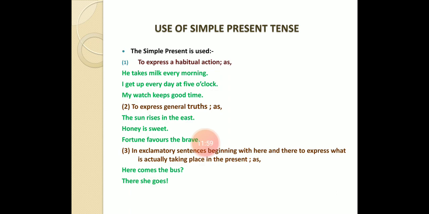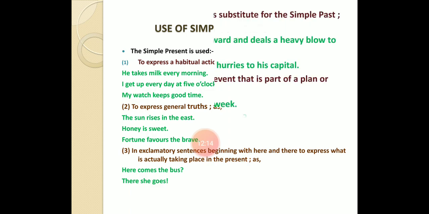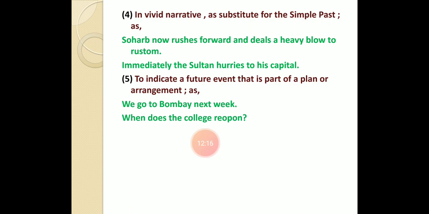In exclamatory sentences beginning with here and there, to express what is actually taking place in the present. Here comes the bus. There she goes. This is the example. And fourth, in vivid narrative as a substitute for the simple past, as immediately the Sultan hurries to his capital. It shows also vivid narrative.